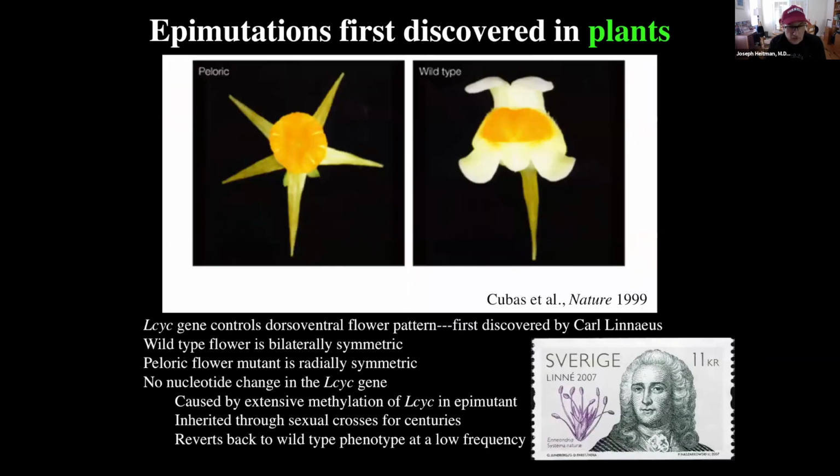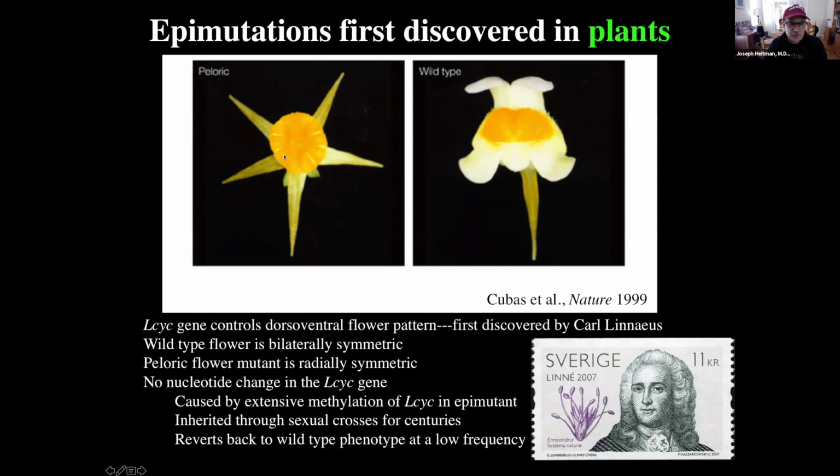Now, I want to close by generalizing this. And epimutations were discovered originally in plants. And this is a snapdragon. The wild-type snapdragon has bilateral symmetry across the flower. This is a variant that was discovered by Carl Linnaeus, the famous botanist and phylogenist, something like 4 centuries ago.